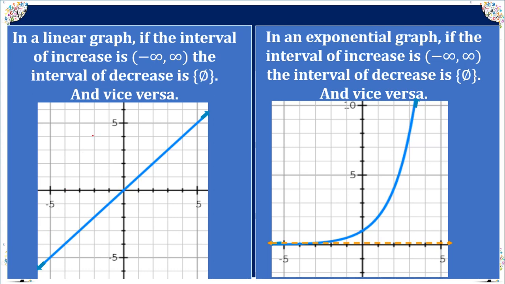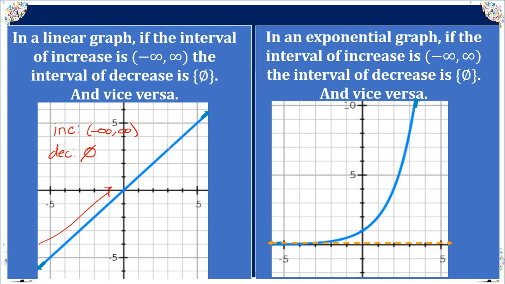Here, let's look at the linear intervals of increase and decrease. In this case, you can see our graph is continually increasing. So our interval of increase is all real numbers. Our interval of decrease does not exist because this graph is never going down.